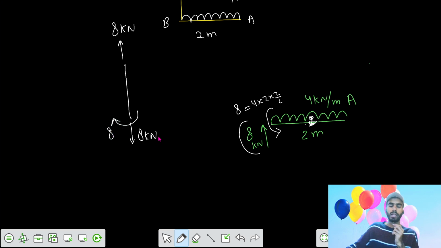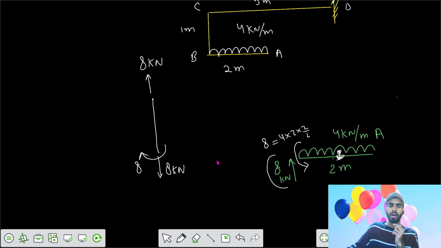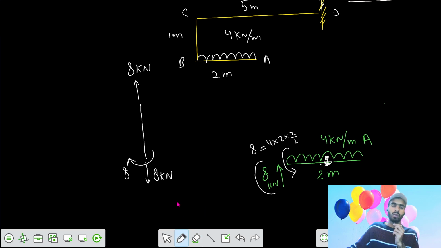Clockwise moment of 8. Then since in the part BC there is no external load, to balance this 8 kilonewton meter about this point, there should be an opposite 8 kilonewton meter, so that moment equilibrium is achieved. So it's a positive bending moment diagram also.